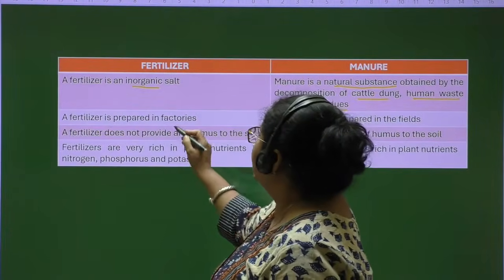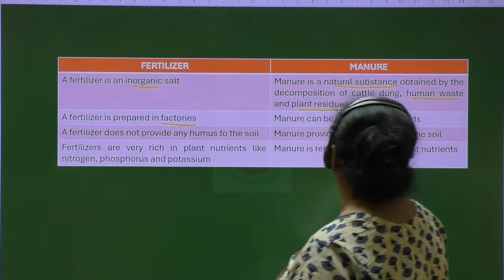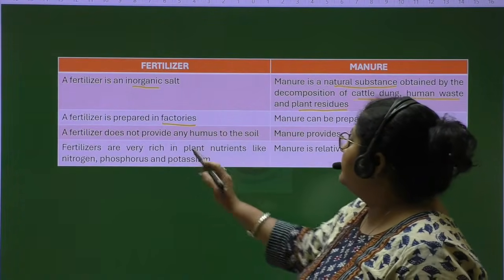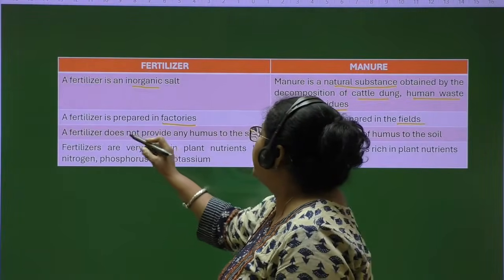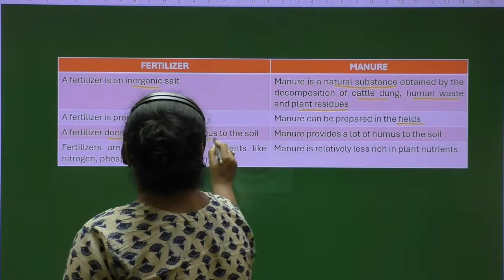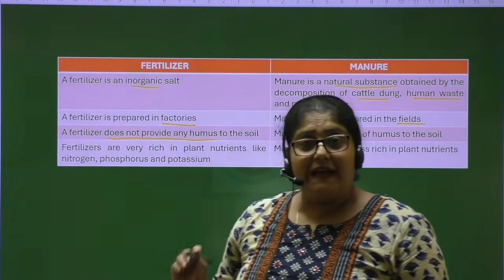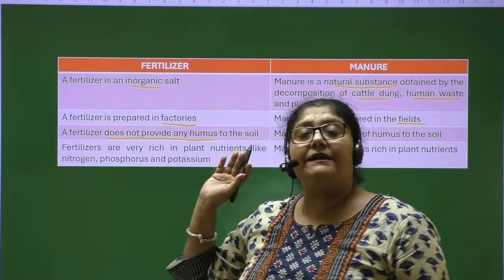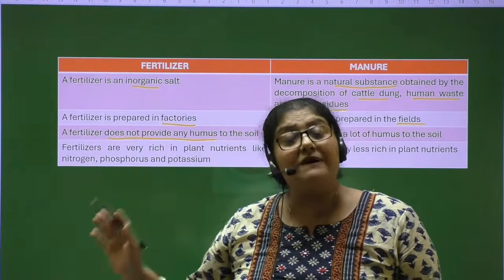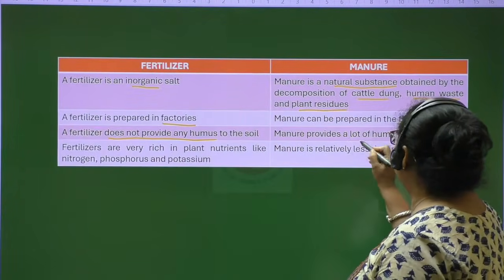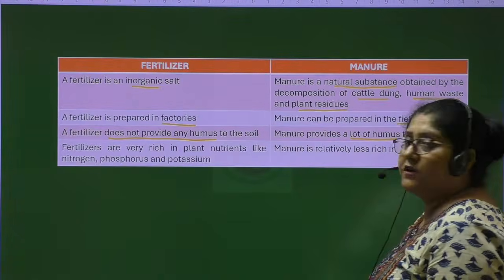Next, a fertilizer is prepared in the factories, whereas manure is prepared in the fields. Next, a fertilizer does not provide humus. I told you a fertilizer is not a source of organic material. It is meant to provide only inorganic chemicals. Hence, it does not provide any organic material. In other words, it does not provide any humus to the soil. Whereas manure provides a lot of humus to the soil.